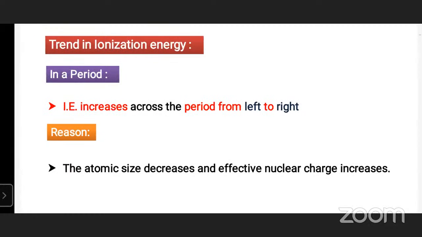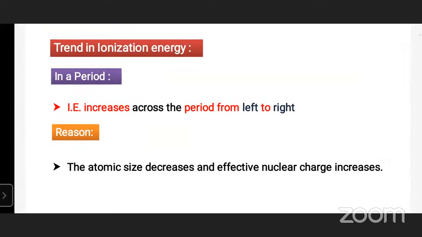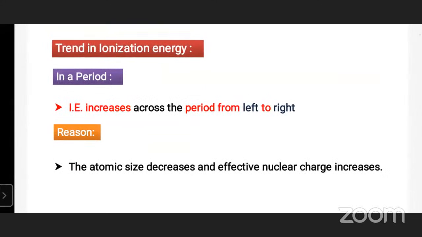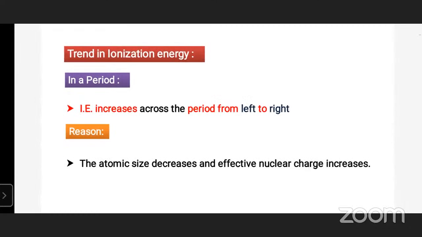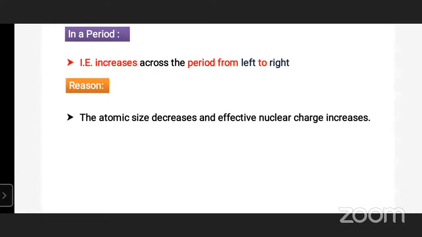IE increases across the period from left to right. The reason is that atomic size decreases left to right across a period, and effective nuclear charge increases. In a period, the IE value increases because atomic size decreases. Okay, in a period.